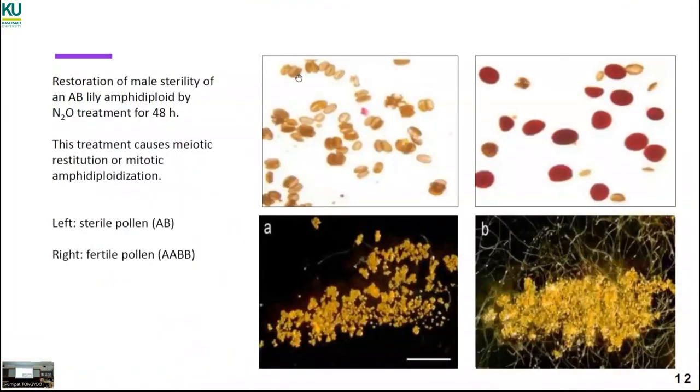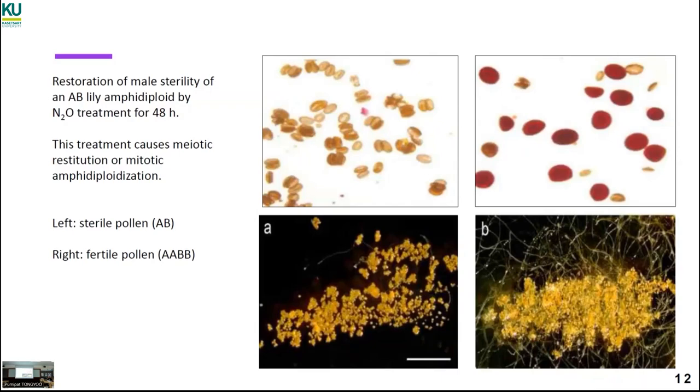Then, because breeders know that you can escape from sterility in the hybrid, people are very eager to know which chemical or physical treatments are successful to make a restoration of male fertility. One example is that you take an amphidiploid lily, and you can treat it with laughing gas for 48 hours, and then you get a lot of meiotic restitution or mitotic amphidiploidization.